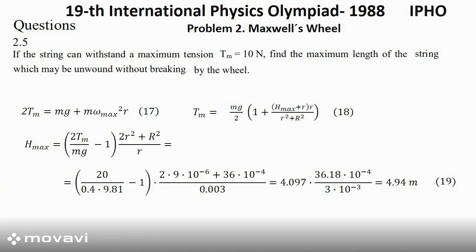From here, the maximum length h is calculated by formula 19, and is equal to 4.94 meters. This was the solution to question 5, and here we finished discussing problem 1.